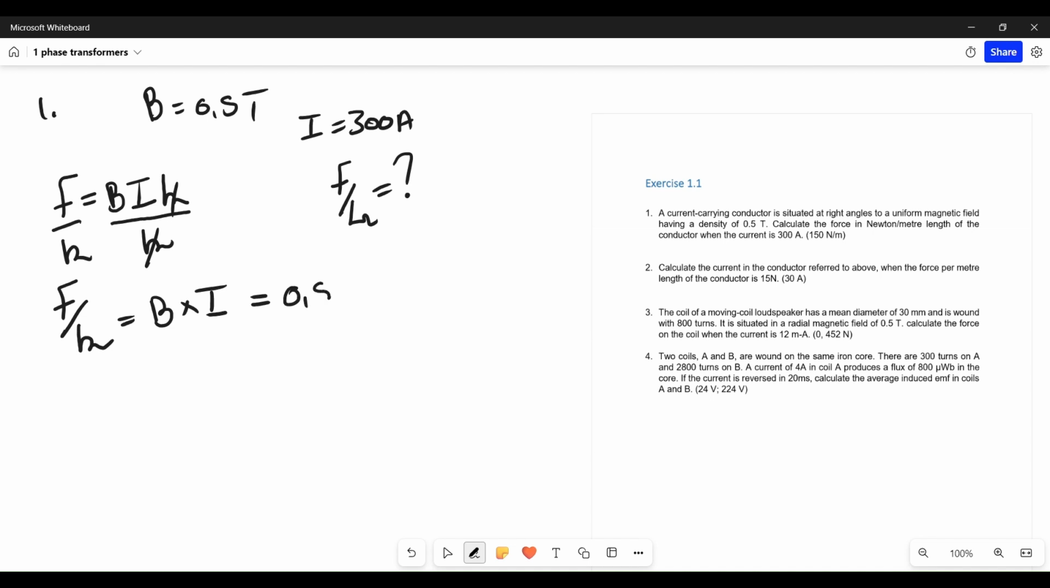For B, we have 0.5 multiplied by 300. So it gives us 150 Newton per meter length. So this is the first question. This is how they want us to calculate it in Newton per meter length. We know that the force is measured in newtons, so in this case it's Newton per meter length. That's the first question. We're done with the first question.